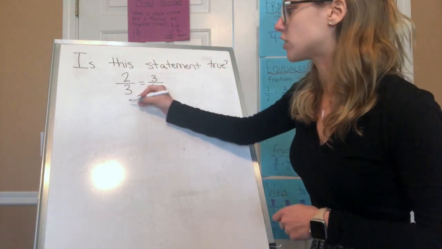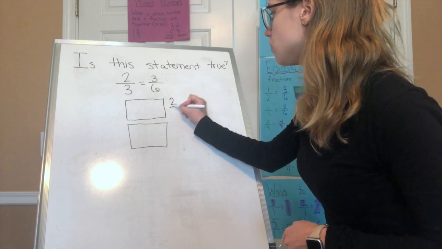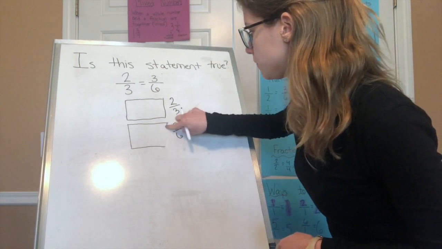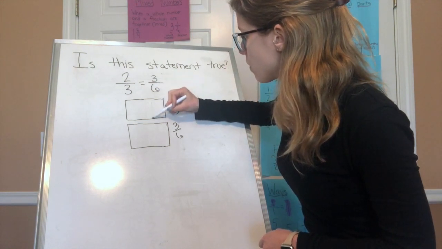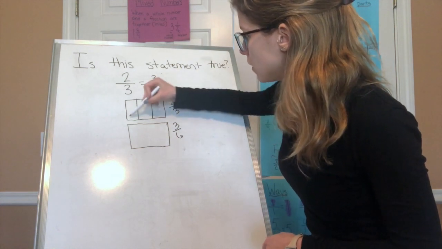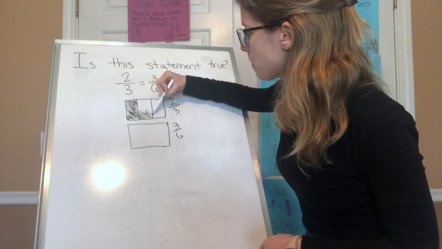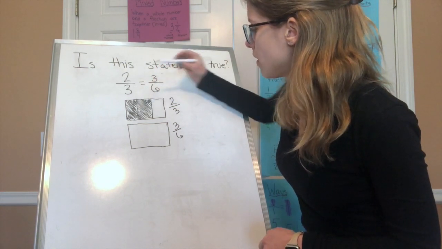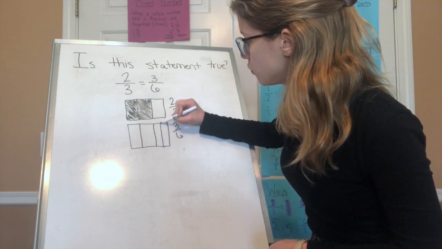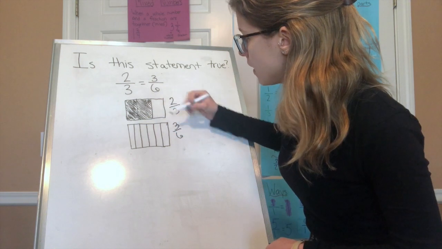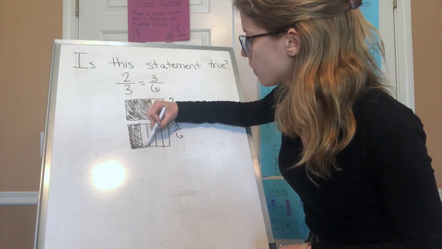So what I would do first is draw two fraction bars that are the same size. And figure 2/3 and 3/6. So 2/3 I would break into 3 parts and shade in 2. And then for 3/6, I can also break it into 3 parts. And then put 2 in each. Shade in 3 parts. 1, 2, 3.